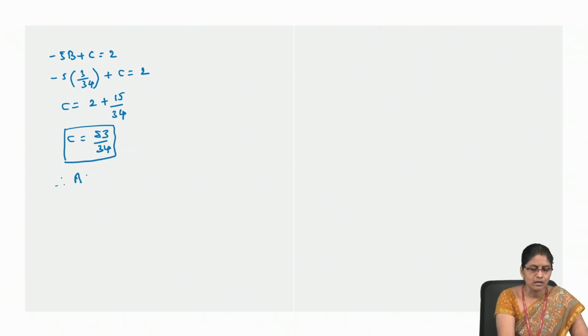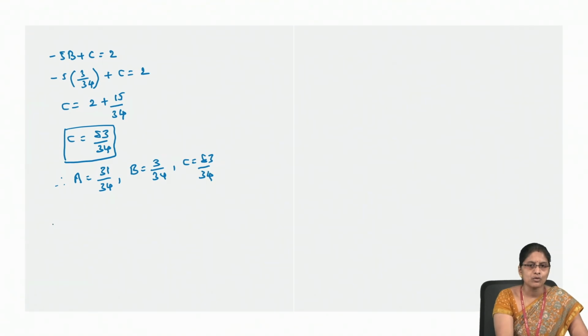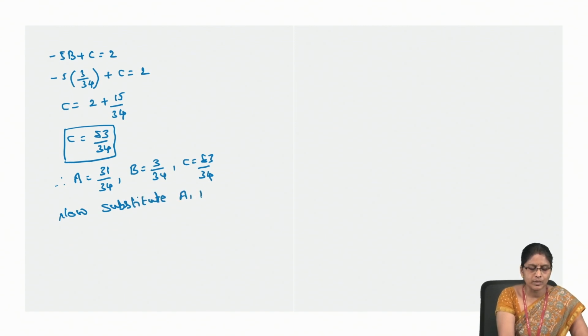Therefore, what is A? A is 31 by 34. B value is 3 by 34 and C is 83 by 34. Now, substitute A, B and C values in equation 1.